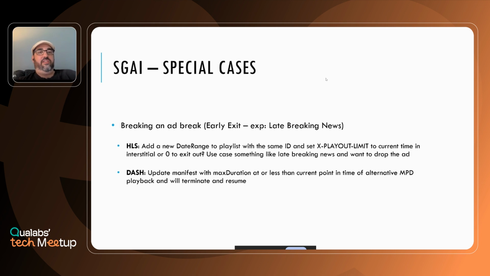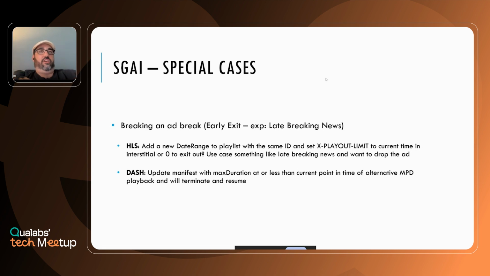In HLS, you can add a new date range tag. HLS is always additive, and the important thing with HLS is that once something goes in the manifest, you cannot change it. You never change the past. You can only add stuff in the future on the next refresh. So in HLS, if you wanted to override an ad tag and change any of those parameters, you can, including if you adjust your playout limit.